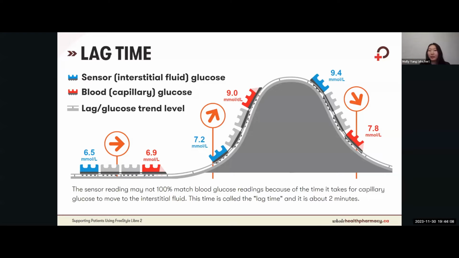It is 2 minutes. We did a survey earlier this year within the banner, and one of the common questions was around that difference between sensors versus finger pricks. As mentioned, we're testing glucose values in 2 different compartments with 2 different values for glucose, so it's common for it not to line up.